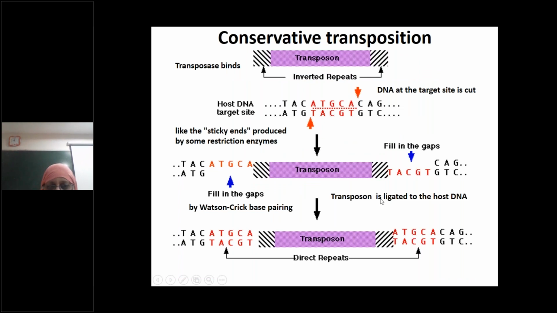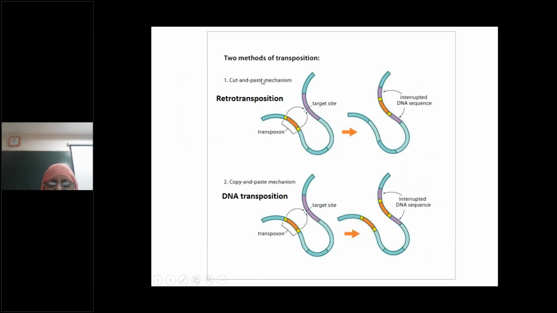So this is again the same structure. I want to repeat again here. This is another figure. So we said there are 2 methods of transposition: retrotransposition, which requires an RNA intermediate, and a cut and paste mechanism. This is a simplification where we are showing that the transposon here is cut and inserted at the target DNA sequence. While DNA transposition is of 2 types, replicative and conservative. It is a sort of copy and paste mechanism where the transposon is being copied and pasted at the targeted DNA sequence.